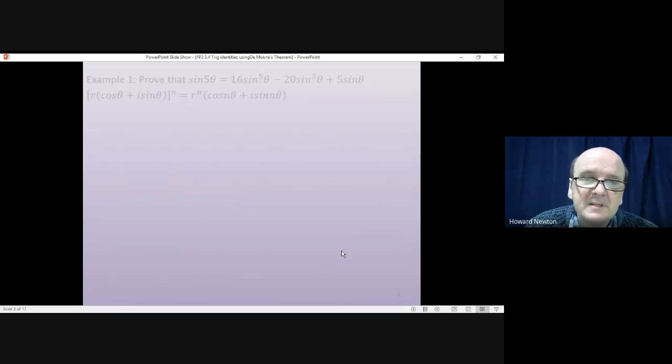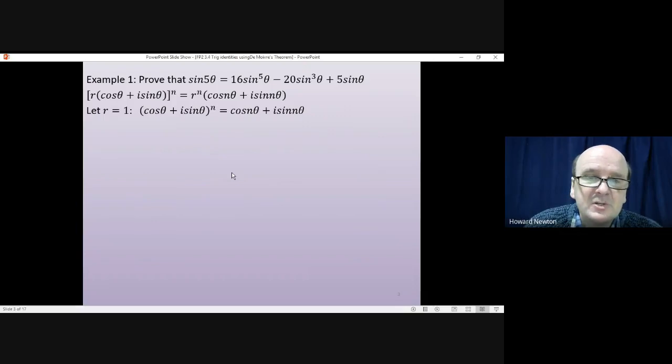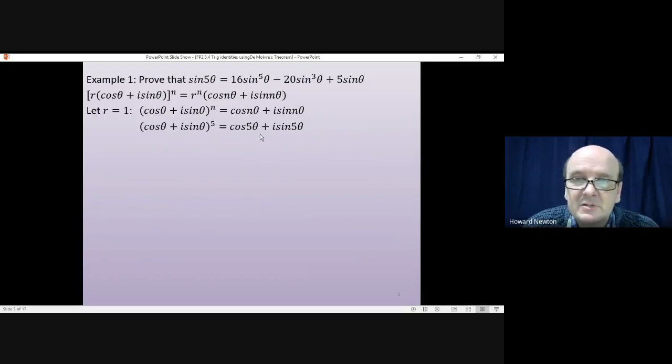Okay, let's have a look at this together. So that's what we're trying to do. We always let r equals 1, which gives us that. And in this question, we'll let n equal 5 because we're trying to find sine 5 theta. That gives us that, and that's using De Moivre's theorem on the right-hand side. We then expand these brackets. This time we do need to use the binomial expansion. To find the coefficients, I would always use Pascal's triangle unless the number is ridiculously big.